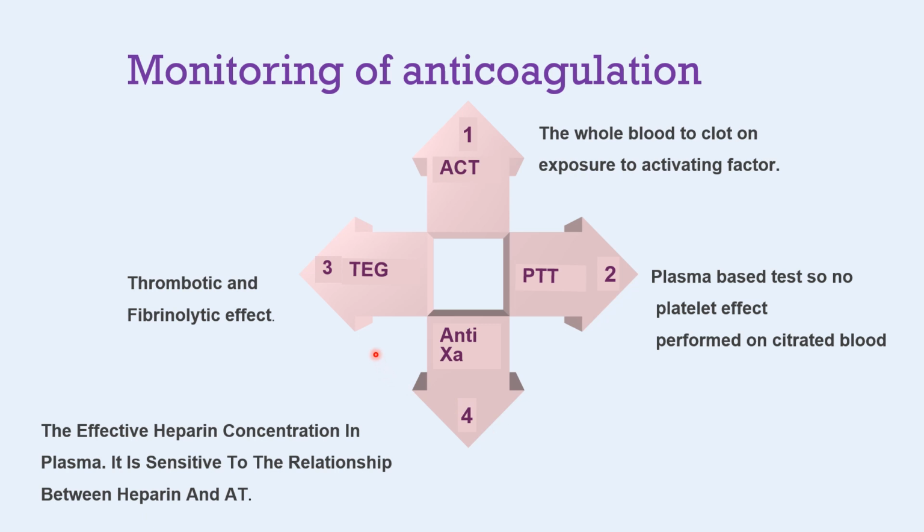And the third test is thromboelastogram, or TEG, which measures the thrombotic effect, the need for fresh frozen plasma, the need for platelets, and fibrinolytic effects, when we should give tranexamic acid. And anti-activated factor 10 is the effective heparin concentration in the plasma, and it's very sensitive to the relation between the heparin and antithrombin activity.